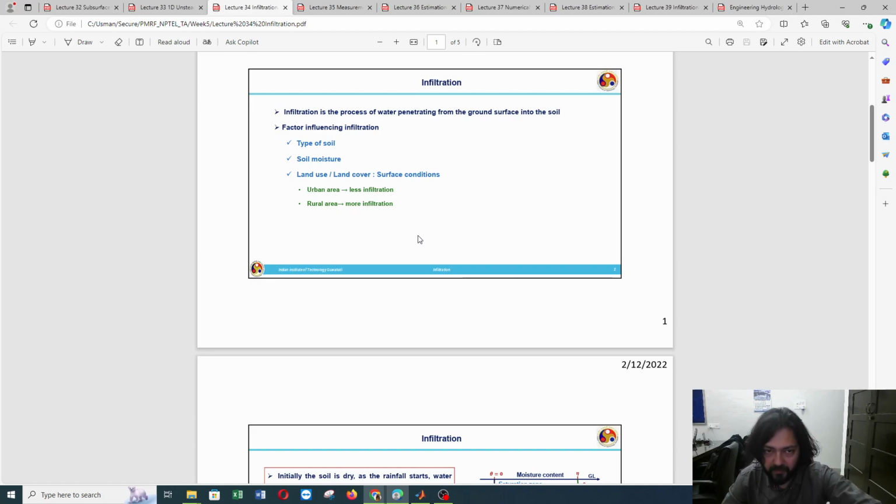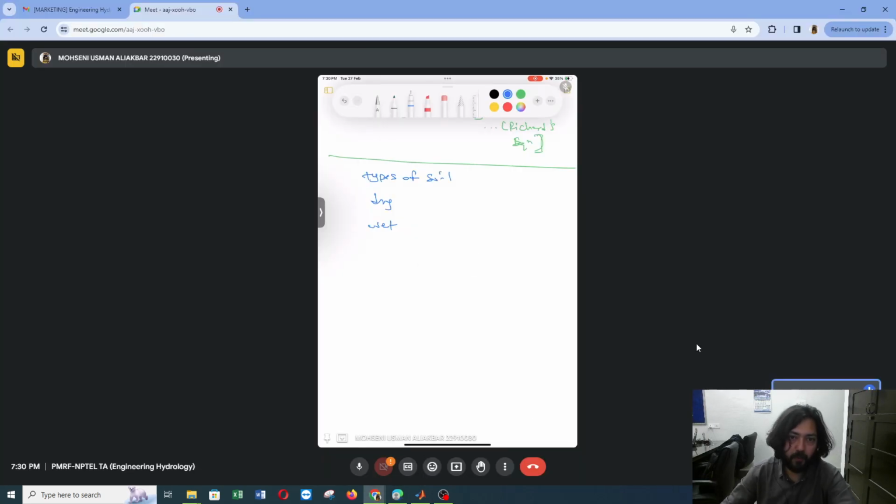And there are various factors that are affecting this process. So we have enlisted three factors here. The first factor is nothing but the type of soil. So let us say there are two types of soil here. First we have a type of soil which is very dry, and one type of soil which is very wet. We need to see how each type of soil will impact the infiltration process, right?